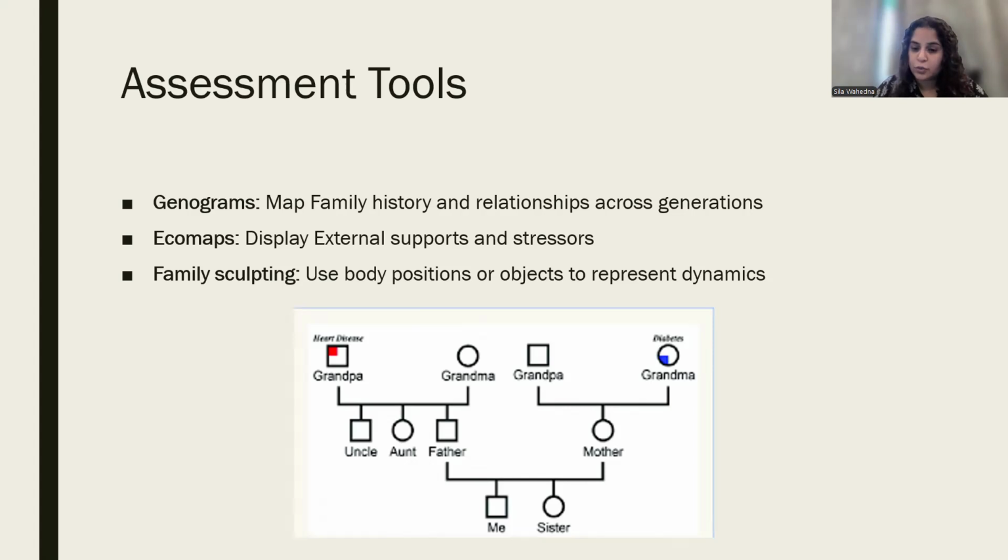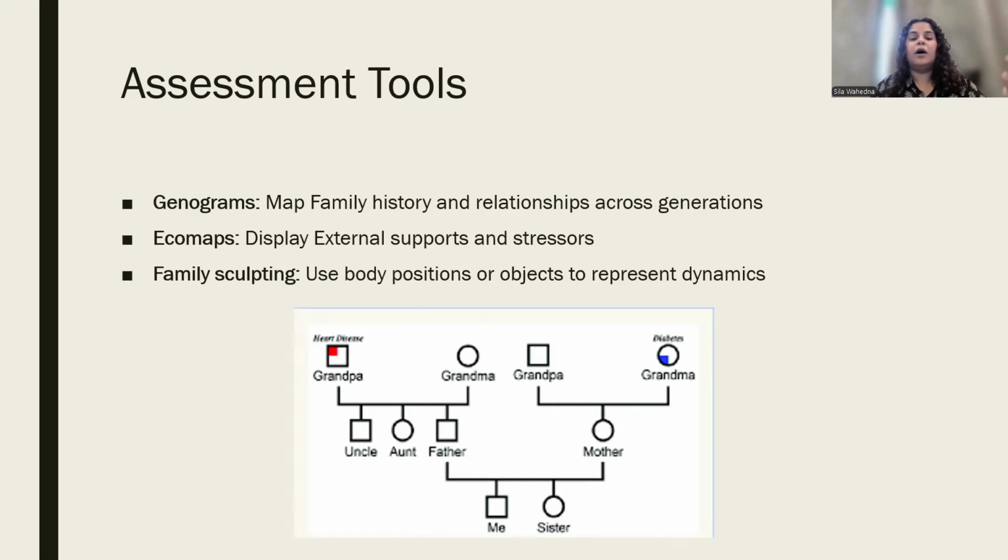Eco maps are another tool. And this is where we illustrate the family's relationship with the outside world. It is where we show the supportive or the stressful connections, whether it's with schools, workplaces, friends, communities. And as a therapist, we are then able to see how these external systems are influencing our family's well-being.